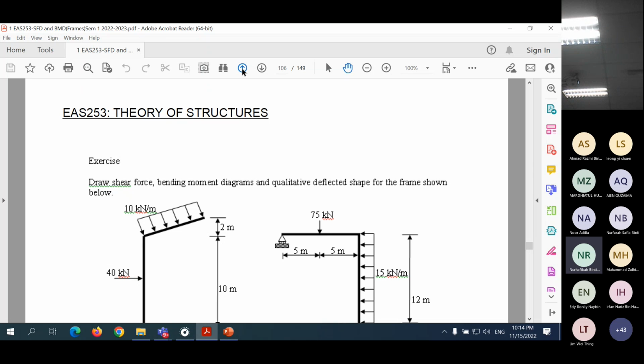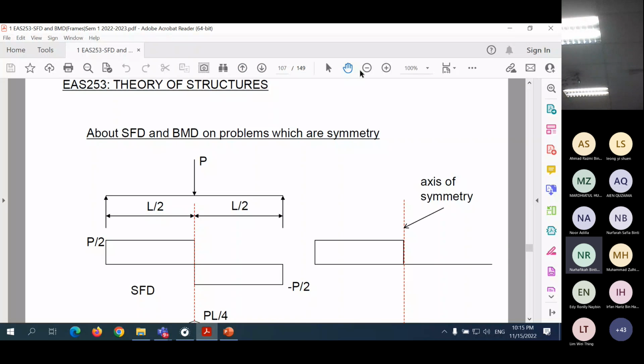Now, the last example that I'm going to go through with you is also an example where we have an inclined member. But in that example, we can make use of one of its characteristics, which is symmetry. So when it is symmetric, we don't have to draw the shear force diagram and bending moment diagram for the whole part. We just need to draw one part, then the other part we can draw according to the characteristic that it is a symmetry problem. Okay. So what is the meaning of that, I'm showing using this diagram here.